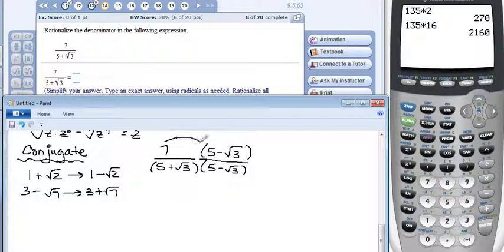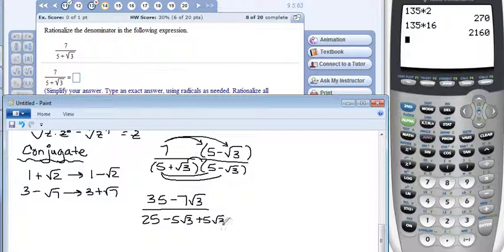Now I've got a mess here, but it can be reduced. So on the top, I'm distributing, multiplying. So 7 times 5 is 35. And then 7 times a negative root 3 is minus 7 root 3. Underneath here, we're foiling. Okay, so we've got 25. Here we've got a negative 5 root 3. Here we have a positive 5 root 3.